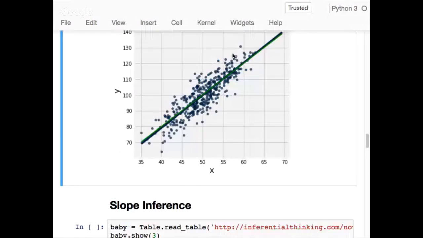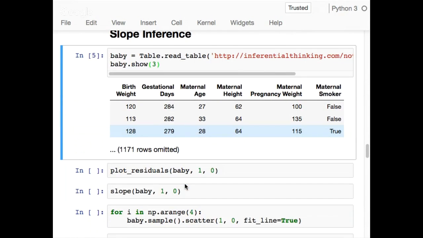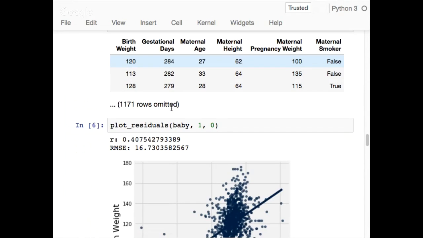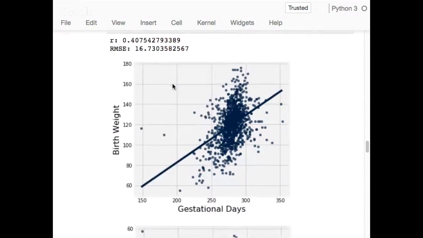All right, so here we go. I have some data here. This is pretty familiar to you at this point. This is the baby data again. And what I'm going to do now is show you the relationship between gestational days and the birth weight. So how many days the baby was in the womb and how much the baby weighed when it came out. This is in ounces, this is in days. So here are the actual points, and here is our regression line through those points.